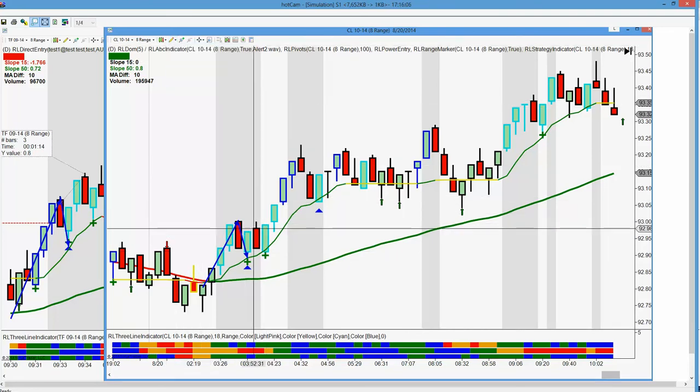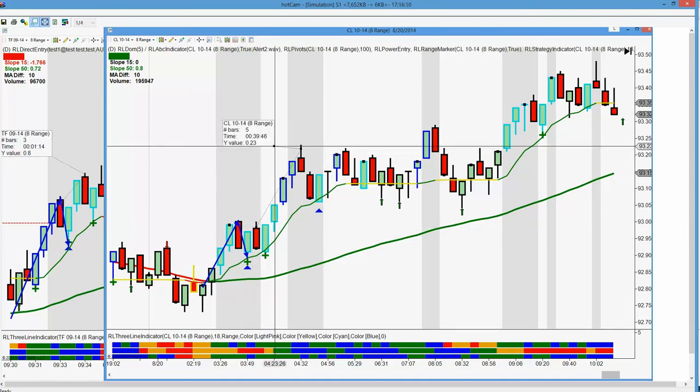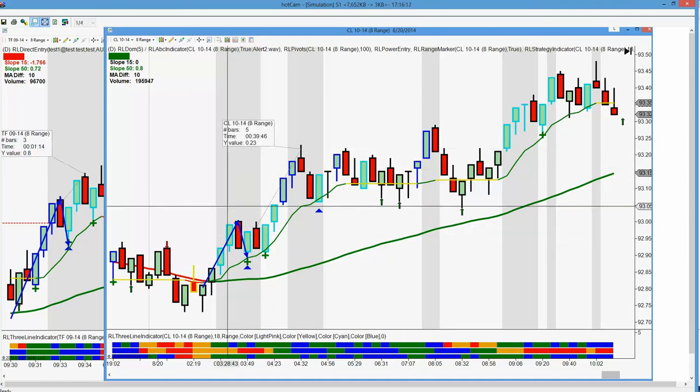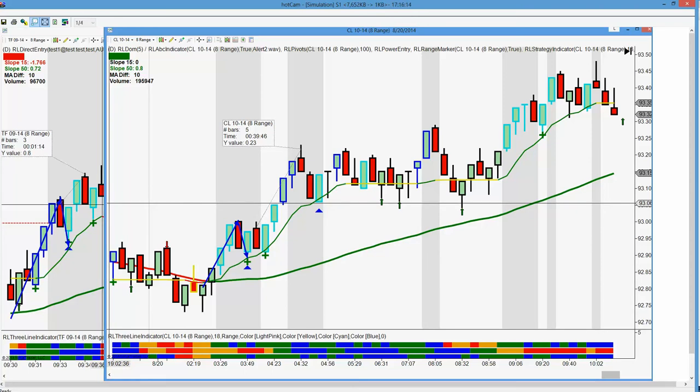And you're one tick above the close of that candle, and this is a 23 tick trade, and this occurs over and over and over again.